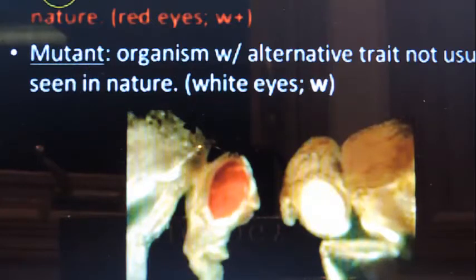So again, to review, wild type produces the protein. We oftentimes refer to this as being dominant. The mutant type produces no protein. We often think of this as being the recessive form.